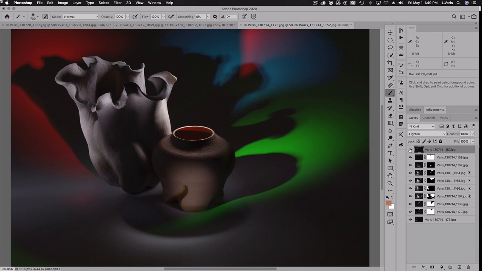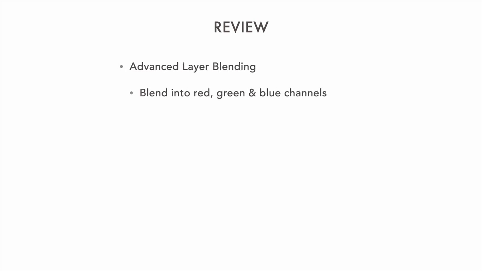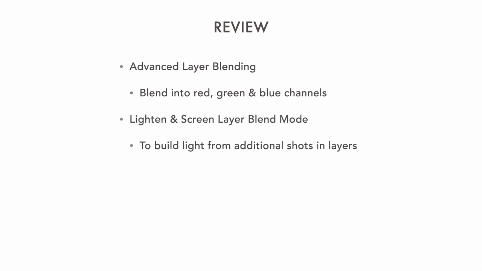Okay, I hope you like that. Let's look at a review. So we saw how to use advanced blending options to blend into the red, green, and blue channels selectively. We used the lighten and screen blend modes to build up the lighting in successive layers. And finally, we used layer masks to control where the light is applied in the scene.